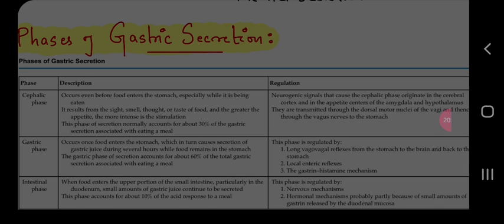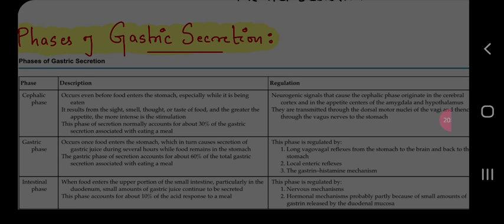You can remember it as Chief Justice of India, CJI. Just convert that J to G: CGI, cephalic, gastric, and intestinal phase. Phases of gastric secretion.